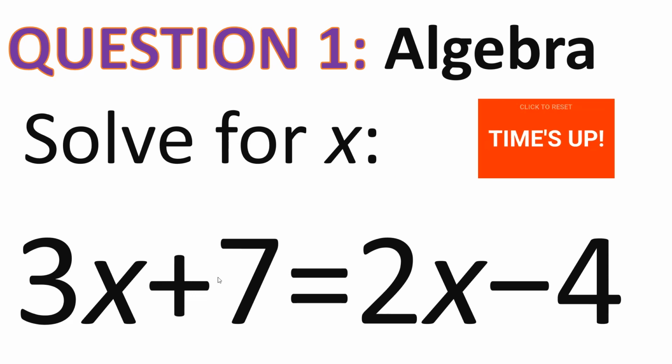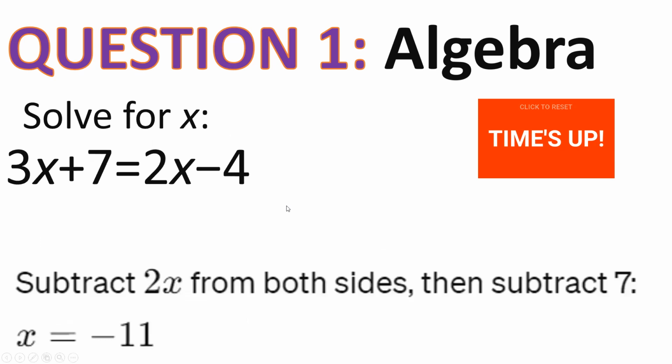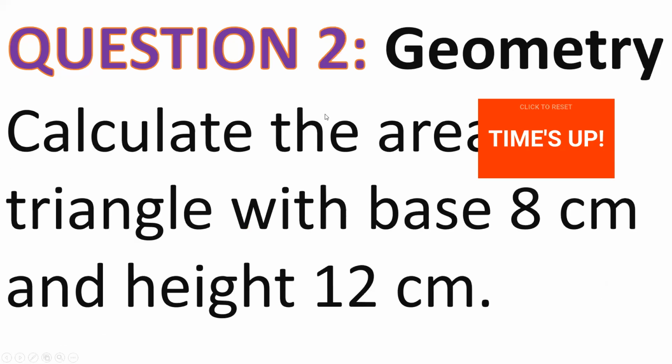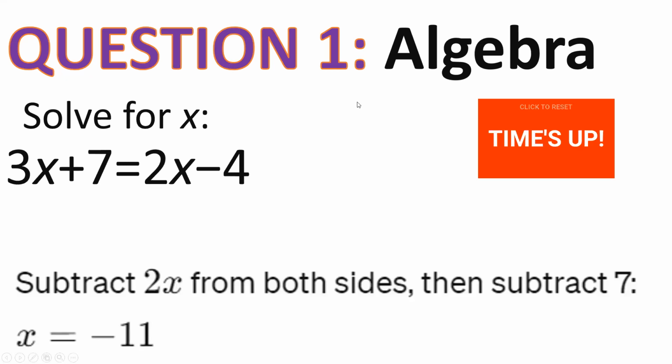3x plus 7 and 2x minus 4, and we are looking for x. What number? So let's see. First of all, you can subtract 2x from both sides and then subtract 7 from both sides, and you are getting x equals negative 11. So this is the solution from the memorandum, but let's write down our solution, just to get it.